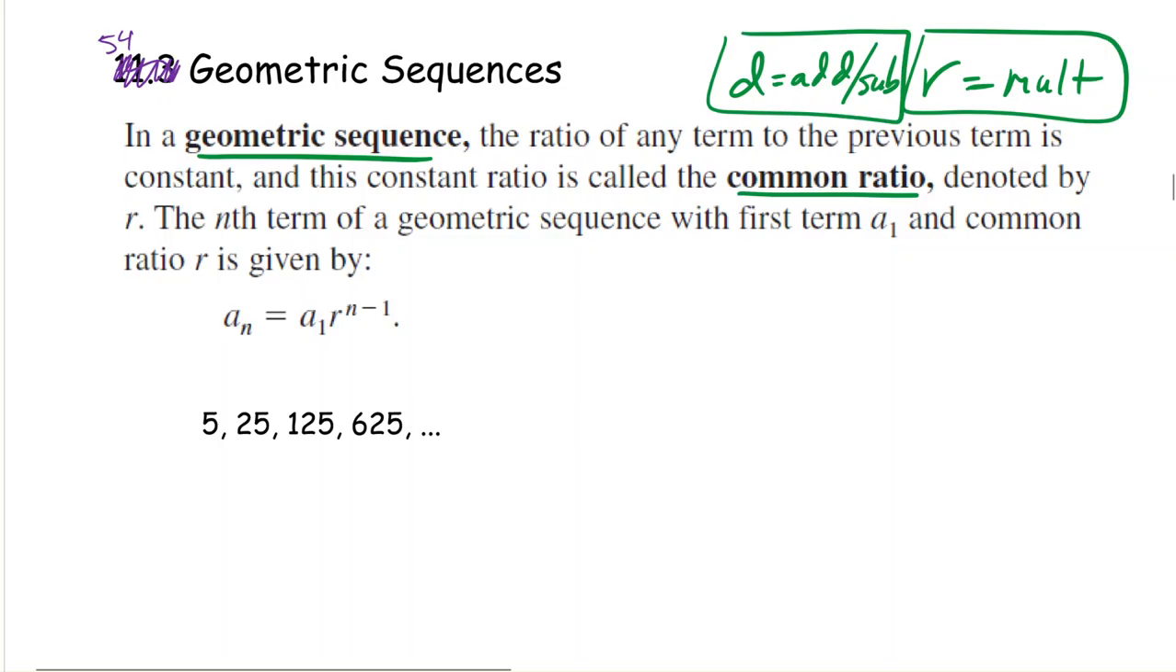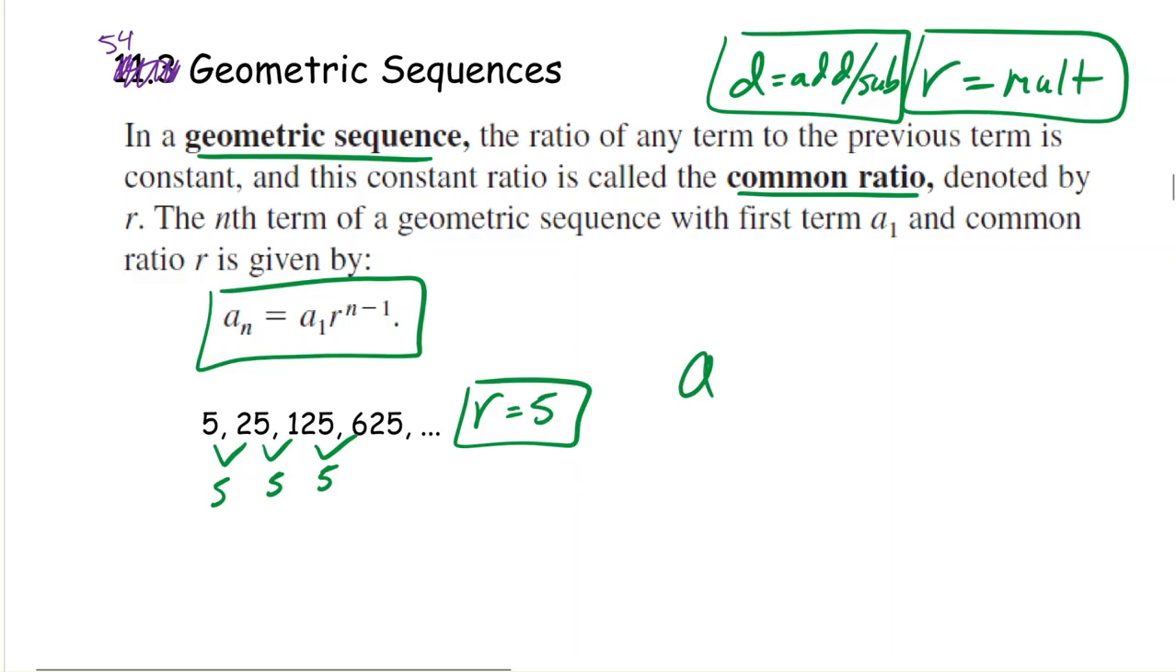And here's our general rule. So what we're going to do is say that this is 5. What are we doing to get from one term to the next? We're multiplying by 5. So our common ratio is 5. So then our rule is going to be a sub n equals the first term 5 times, well, this happens to be 5 as well, our common ratio, to the n minus 1 power.